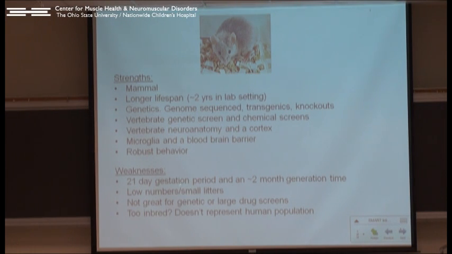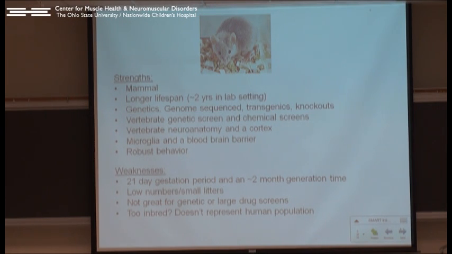Weaknesses: 21-day gestation period and a 2-month generation time. So again, you can plan your experiments accordingly. Low numbers and small litters, which is definitely a disadvantage. They're not great for genetic or large drug screens, again, because of the problem with the numbers and the cost of keeping large numbers of animals.